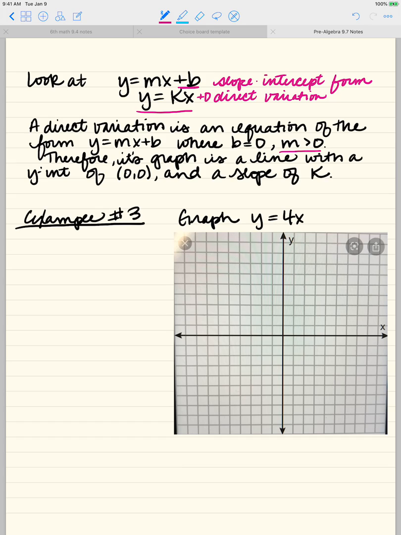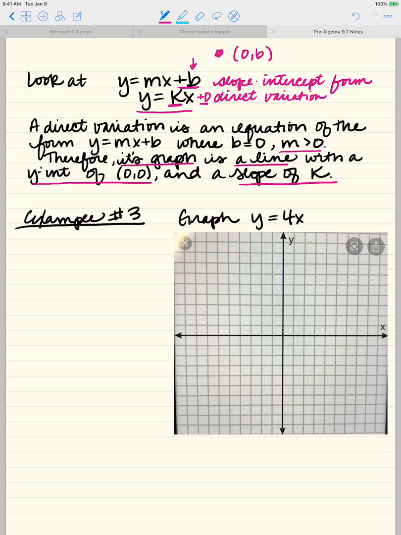So a direct variation is an equation of the form y equals mx plus b where b is 0 and m is greater than 0, because in a direct variation, k always has to be positive, so it's greater than 0. Therefore, the graph of a direct variation is a line with a y-intercept always at 0, 0, because remember, b, our y-intercept, is always 0, and a slope of k.